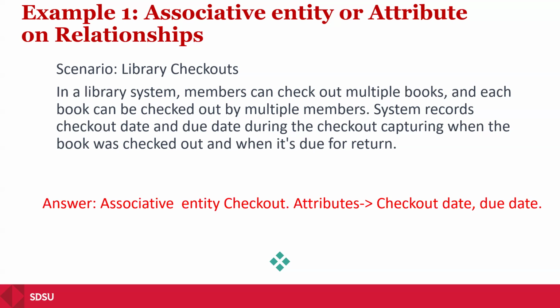It also probably has a unique characteristic. So the library keeps track of different checkouts. That means that checkout probably will also have a unique identifier further down in design. In addition to existing attributes, checkout date and due date, it will also have a unique identifier, checkout ID.